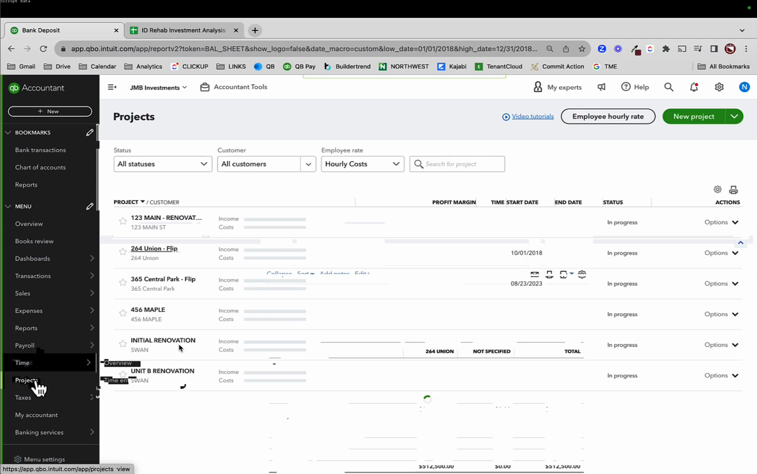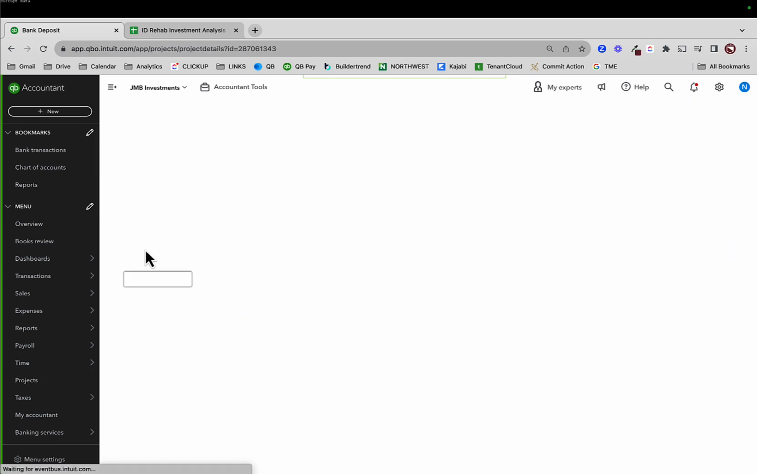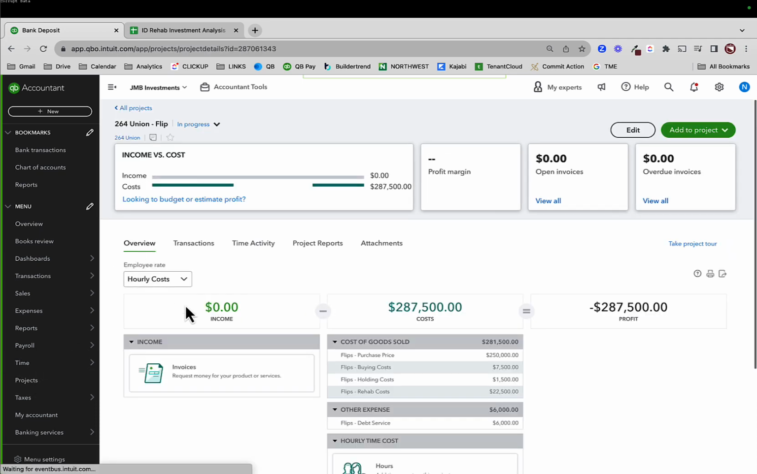Let's go back to my projects portal, see how that's looking, my 264 Union flip. Okay, notice that the construction escrow doesn't touch this at all, and it shouldn't. I'm spending money out of my own account for the rehab costs. I'm just getting reimbursed. That's a balance sheet transaction. Okay, nothing to do there.